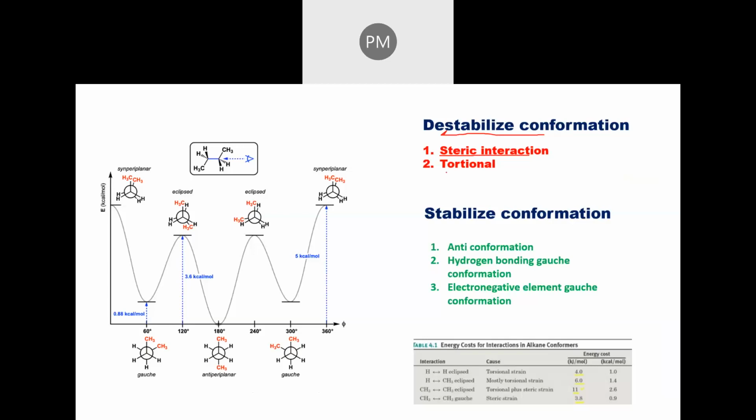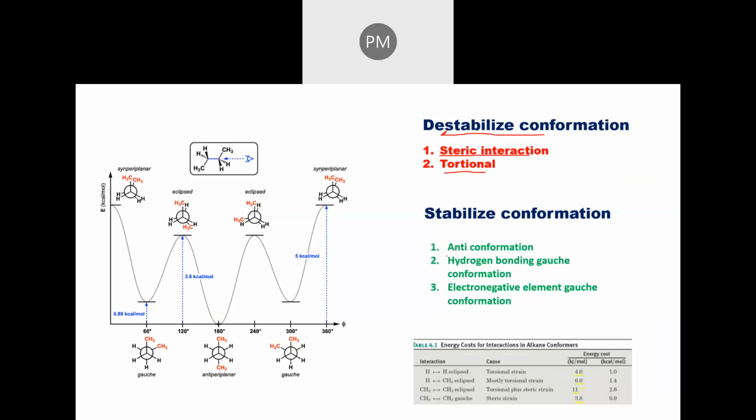One is the steric interaction and another is the torsional. Torsional means if there is an angle. Like sp2 has a perfect angle, and sp3 has a perfect angle. If any angle is lower or different, there will be torsional distortion of the parent.